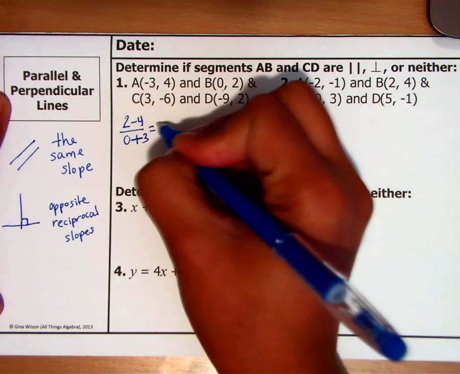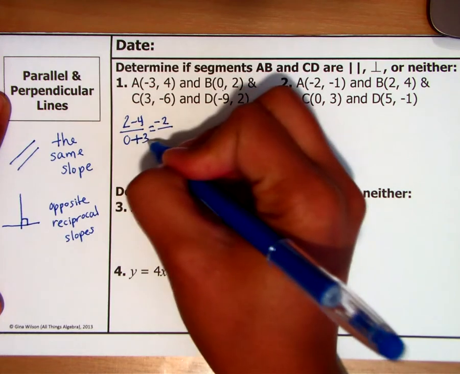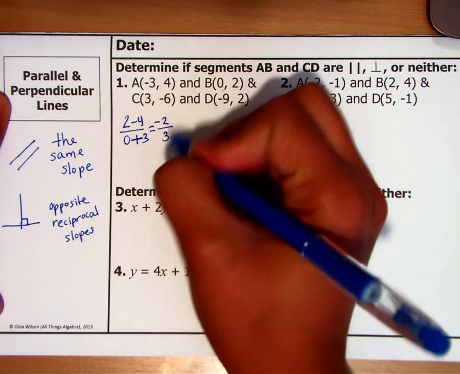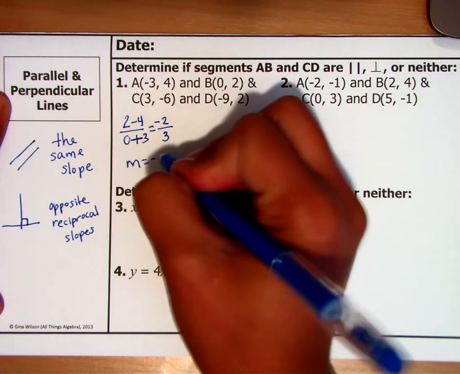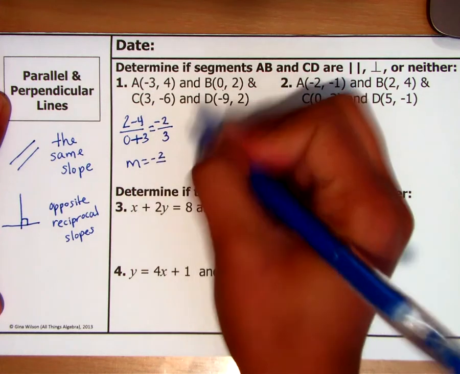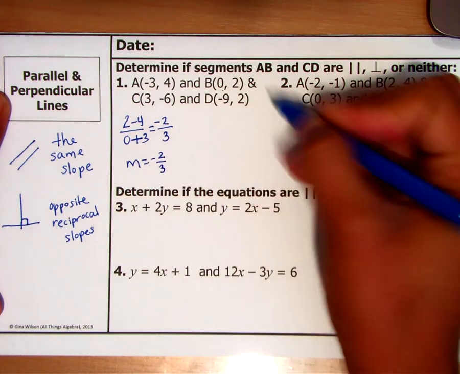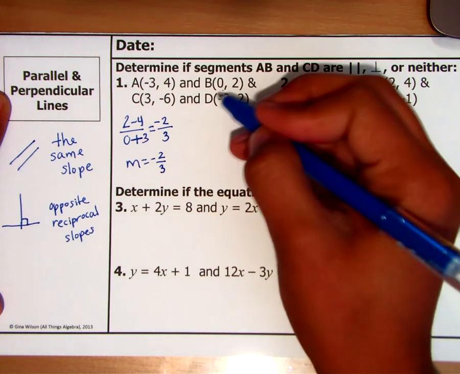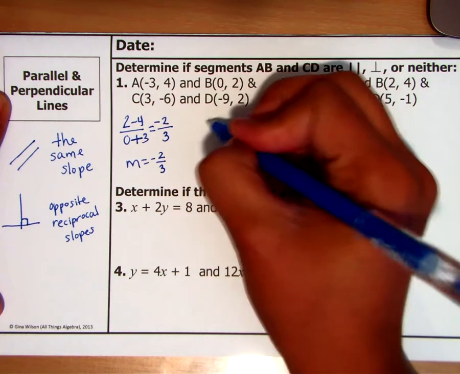2 minus 4 is negative 2. 0 plus 3, that's 3. So that's the slope of the first from A to B. The slope is negative 3 over 2. What's the slope from C to D? Let's find it. So we're going to use our formula.